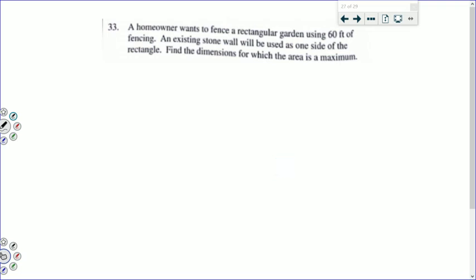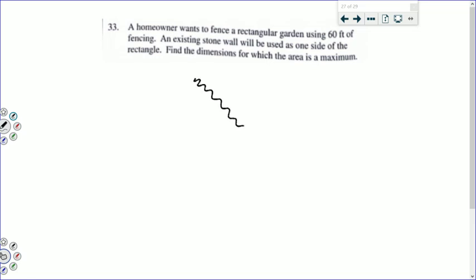A homeowner wants to fence a rectangular garden using 60 feet of fencing. An existing stone wall will be used as one side of the rectangle. Find the dimensions for which the area is a maximum. We didn't talk too much about maximums and minimums, so I'm not going to actually have this on your test tomorrow. But it's an interesting problem, so I want you to understand how to do it.